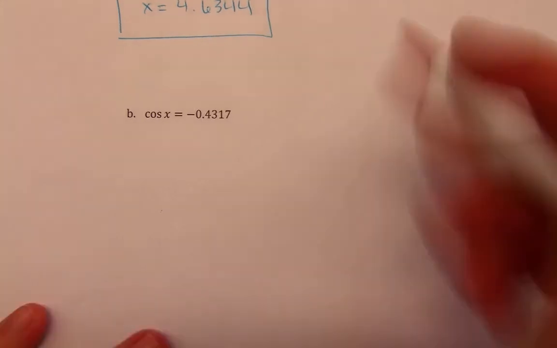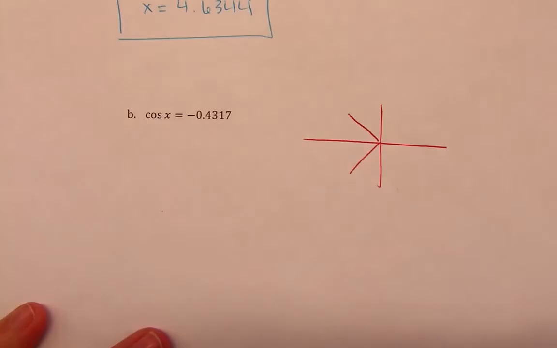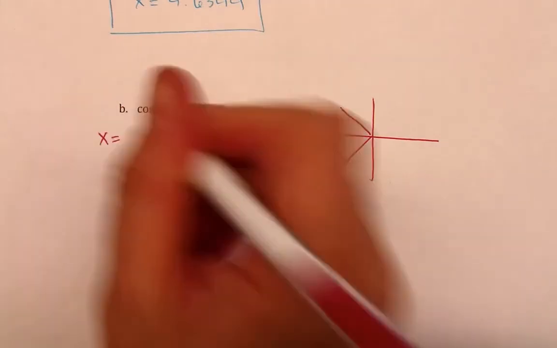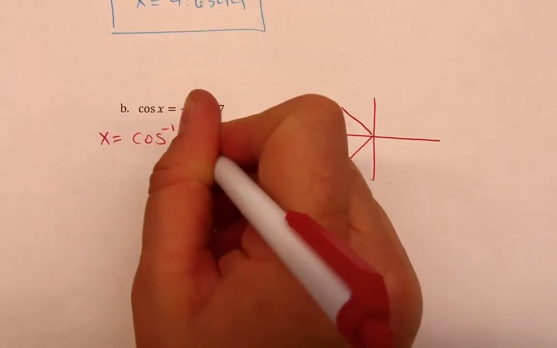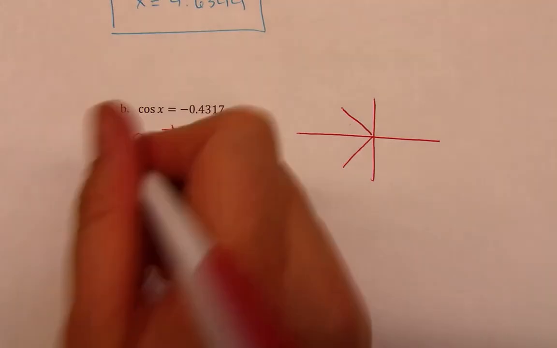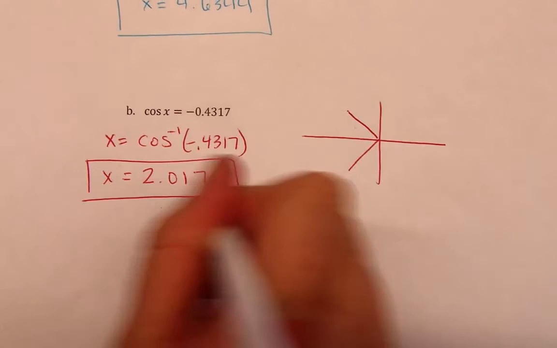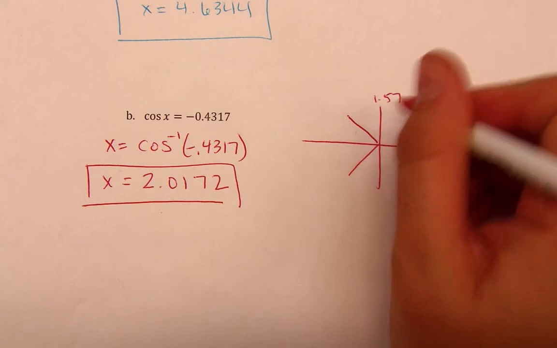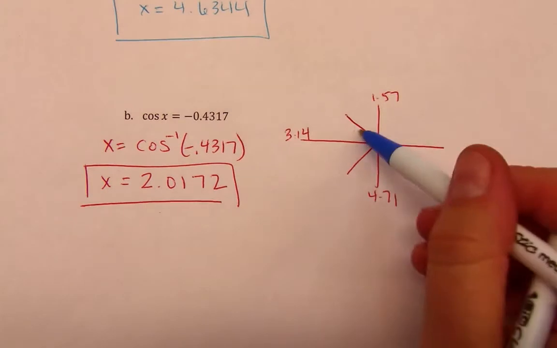Cosine. So we want to think here, okay, well, cosine is negative in quadrant 2 and in quadrant 3. So we know our answer to this is going to be in those quadrants. And we have x equals inverse cosine of negative 0.4317. And when we plug that in our calculator, that gives us 2.0172. So there's one of our answers. And if we think about these quadrants here, remember 1.57, 3.14, 4.71, that means this one is in quadrant 2.